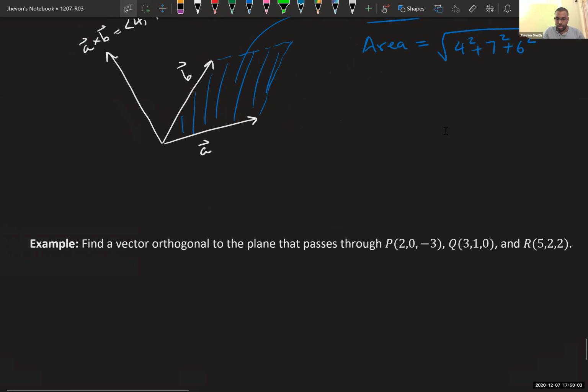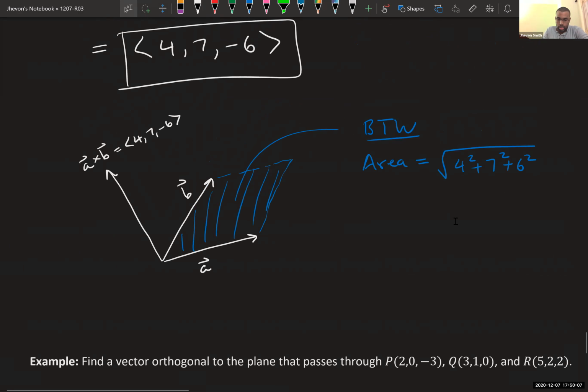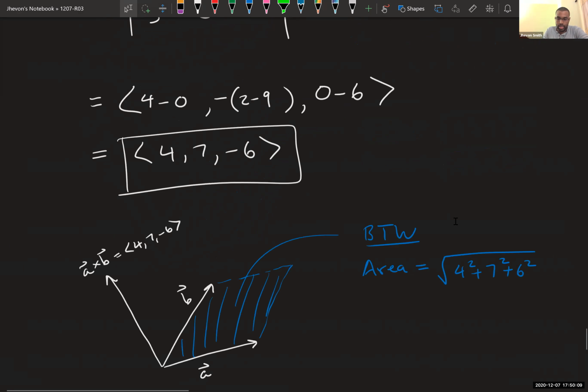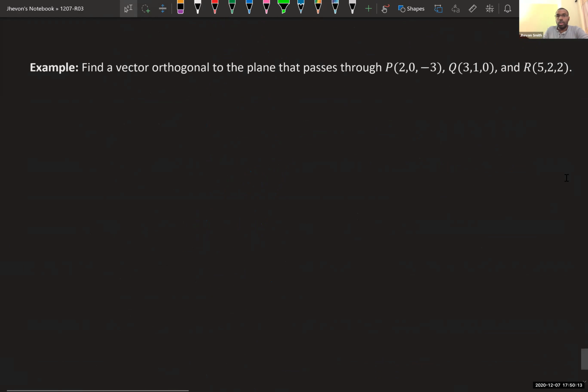Does this whole thing fit? Okay, yeah. So the last one was 4, 7, minus 6. I think we're all in agreement there. Okay, so what if I ask you to do the following? Find a vector that's orthogonal to the plane that passes through these 3 points. Can someone tell me how they would do it? Ideas?